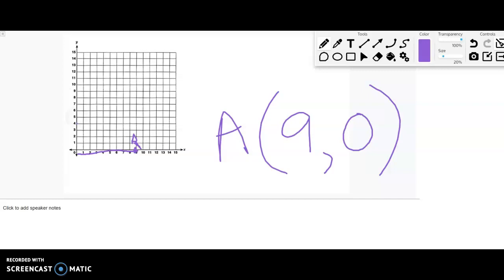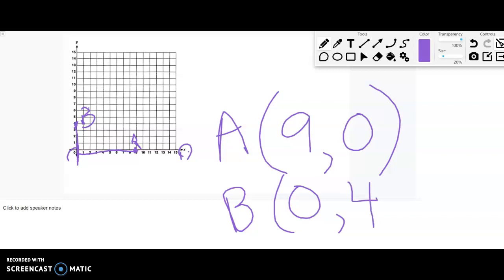Now say I had a dot over here. We'll call that B. Well, I did go up to 4, but I didn't go to the right at all. I didn't go over at all, so my first number is going to be a 0. I stayed at 0 on my x-axis. This is my 0 on my x, so I just stayed right there. I went up 4, so my second number is going to be 4. Again, the biggest thing I see is just accidentally switching the order of the numbers, so make sure you go over first, then up.